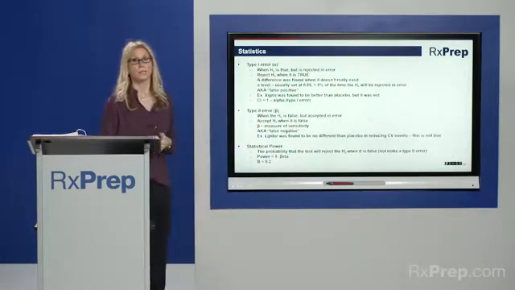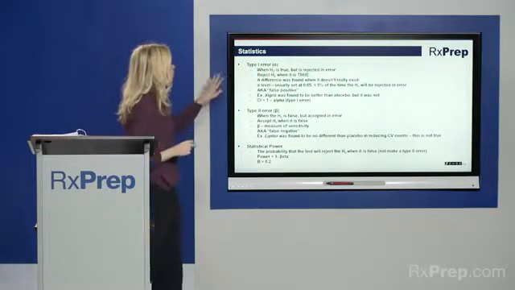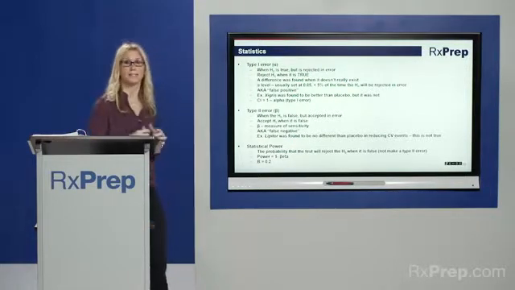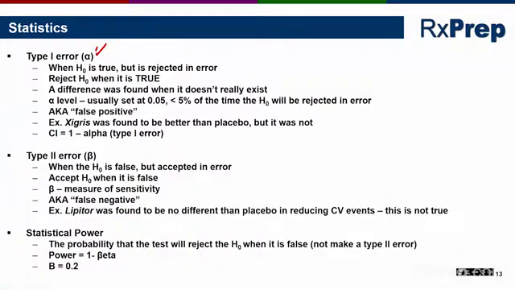Okay, moving into the types of error you can find in clinical trials. So type 1 error is also defined as the alpha or the alpha error. Denoted by alpha, as you see here, a type 1 error is committed when the null hypothesis is true, but it's rejected in error. Obviously in error, because we're talking about type 1 error.